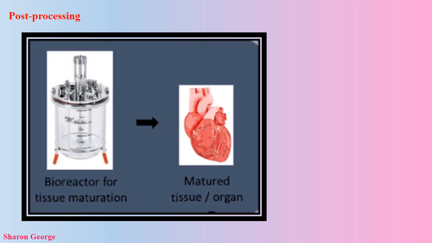Okay, next is post-processing. Post-processing involves maintaining the printed tissue or organ in a bioreactor for tissue maturation. So we have to wait for tissue maturation. Once the tissue becomes mature, we can transplant it into an in vivo model for disease modeling and drug testing. Then the final step is the application, that is, we can apply it to a living organism. So this is all about the steps involved in 3D bioprinting.